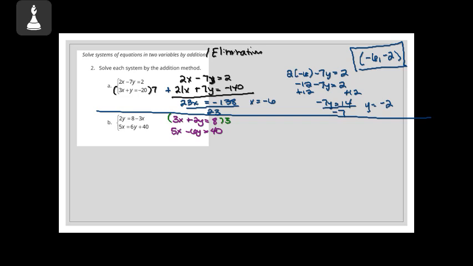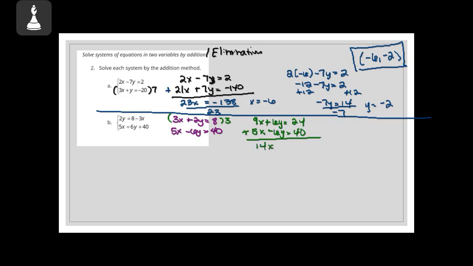So working here, if I multiply everything through by 3, 9x plus 6y equals 24. And keeping the bottom the same, 5x minus 6y equals 40. I can then vertically add: 9x plus 5x is 14x, 6y plus negative 6y is no y's left over, and 24 plus 40 is 64.